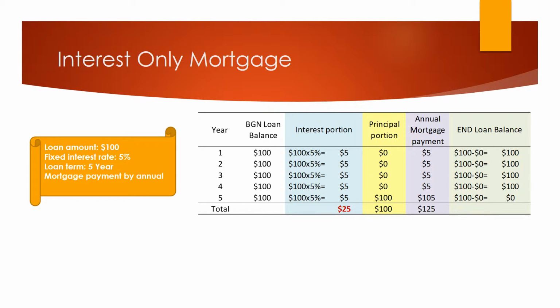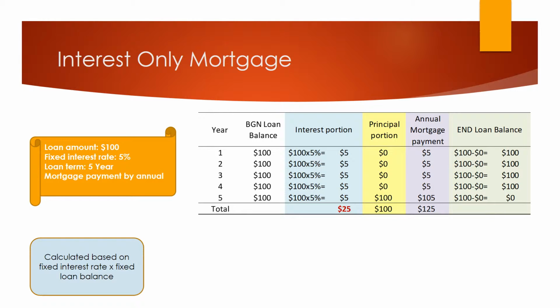This slide shows an example of an interest-only mortgage. For easy comparison, we use the same assumptions on loan term, interest rate, and loan amount. The difference of an interest-only loan is that the loan principal will be paid as a lump sum amount at the end of the loan term. The mortgage payments only include interest expense.